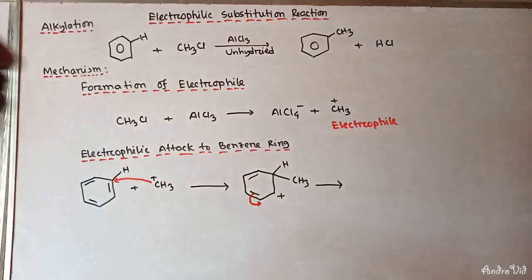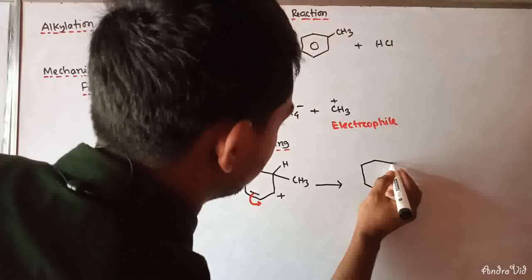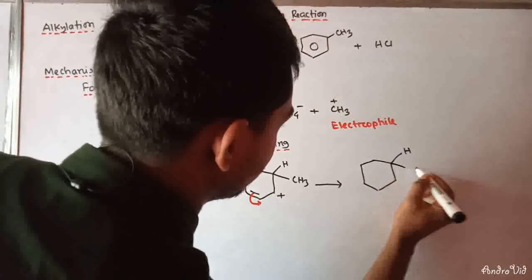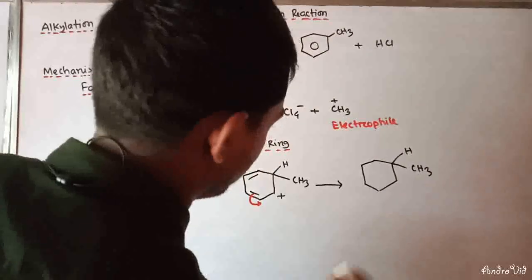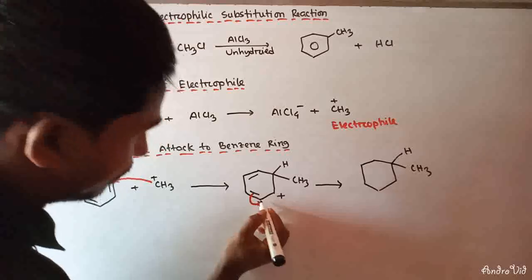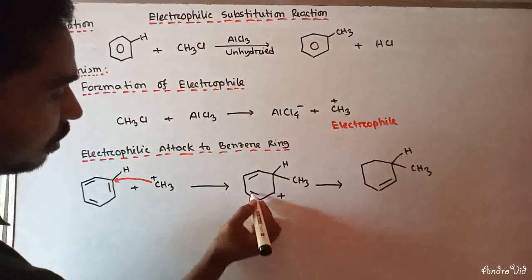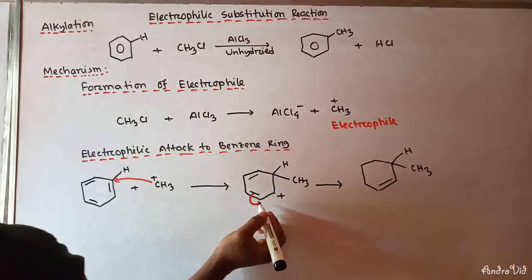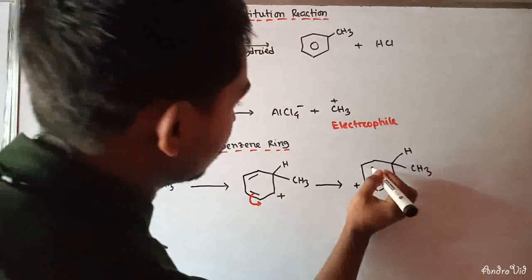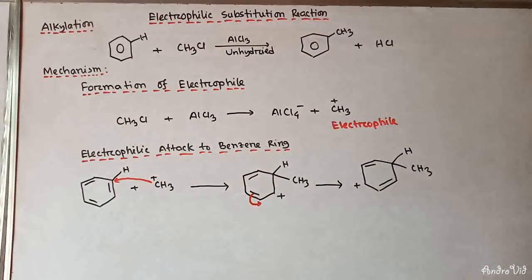After this, what happened? The positive charge and negative charge form a bond. When this carbon becomes negative, this carbon should be positive, so I have written the positive charge here. This type of structure can be produced.